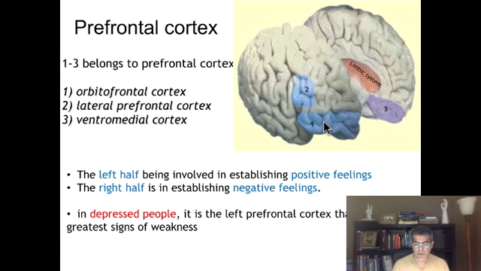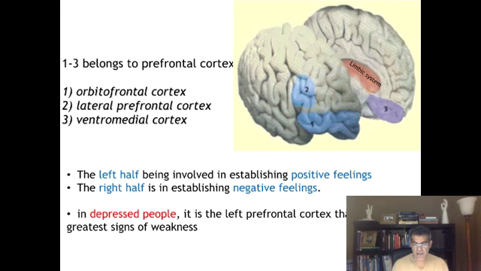Also, many papers and researchers suggest that the right prefrontal cortex increases negative feeling in individuals, but the left prefrontal cortex increases positive feeling. So people with depression, probably their left side of prefrontal cortex is not functioning enough, or the right side is functioning too much. There's an imbalance between right and left prefrontal cortex.